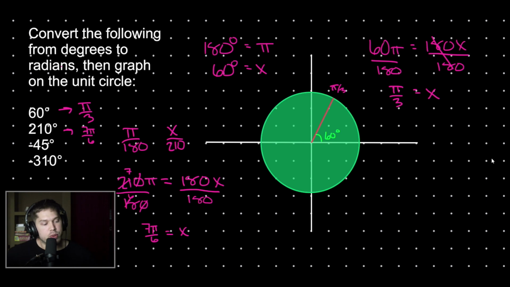Now, if we want to graph this, let's think about where 210 degrees would be. Half a circle is 180 degrees, or pi radians. And then if we add an additional 30 degrees to our half circle, we will get to 210 degrees. So this point would be 210 degrees, or 7 pi over 6.